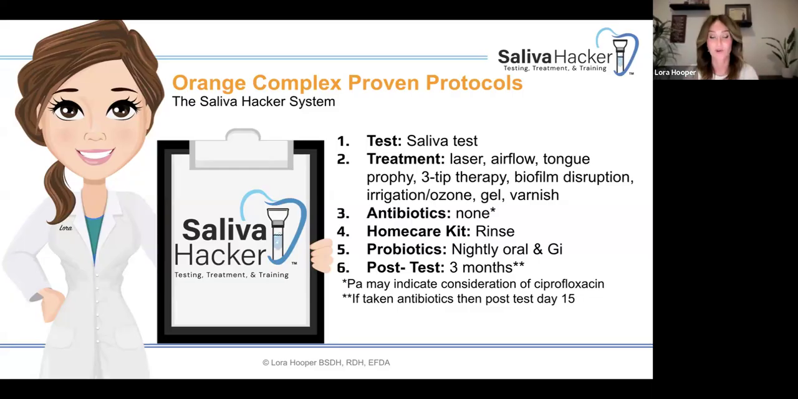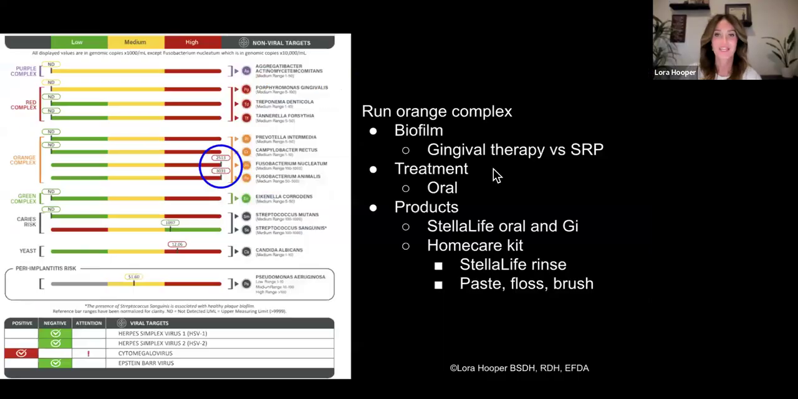So we're going to get them on that home care kit, minimally that rinse, right? We'll get them on the coconut rinse. We're going to get them on the oral and GI probiotics. And then we're going to post-test them before that perio maintenance. So it's typically around 3 months, 90 days. And we want to show the patient the progress that they're making.